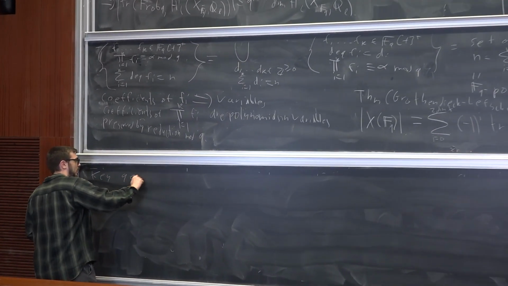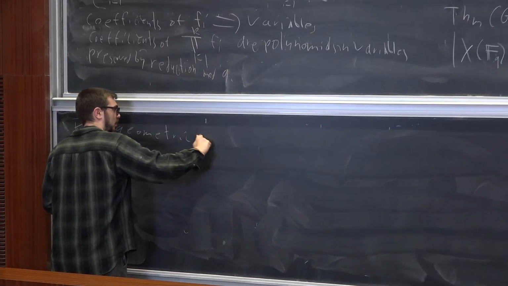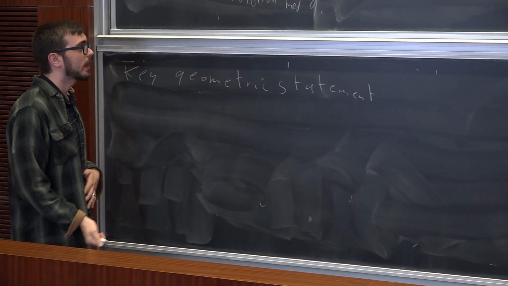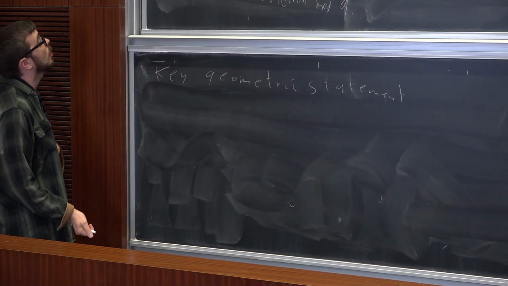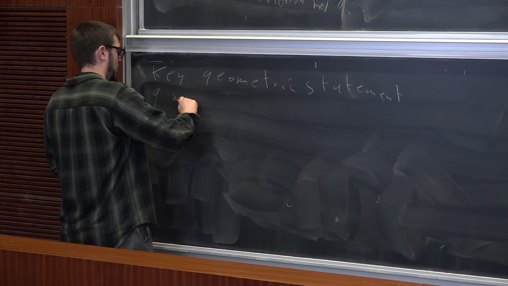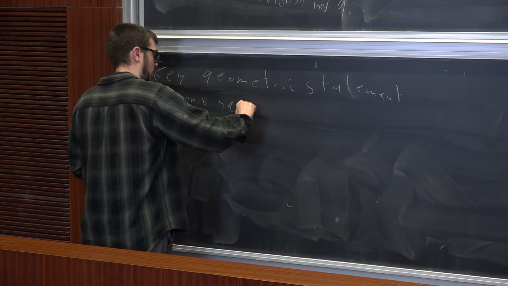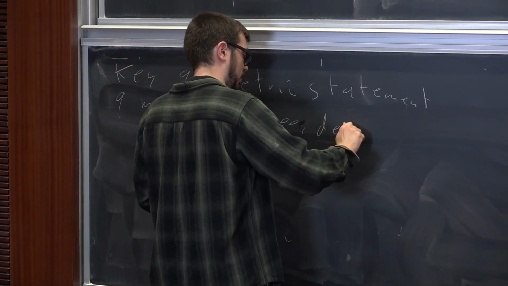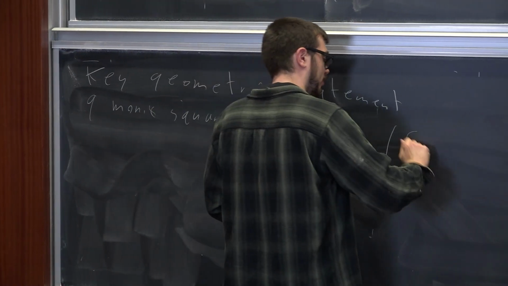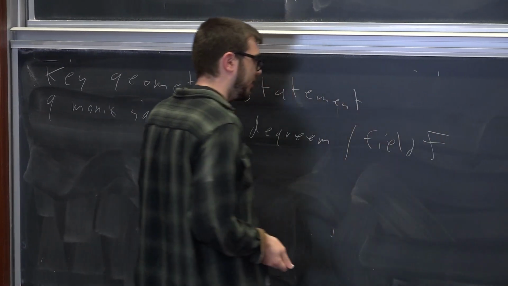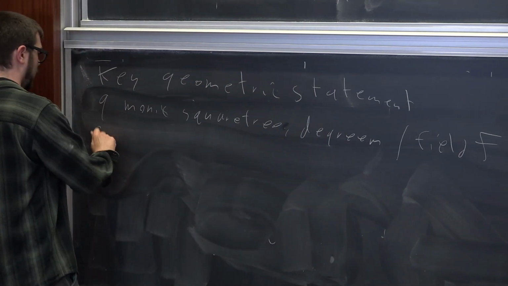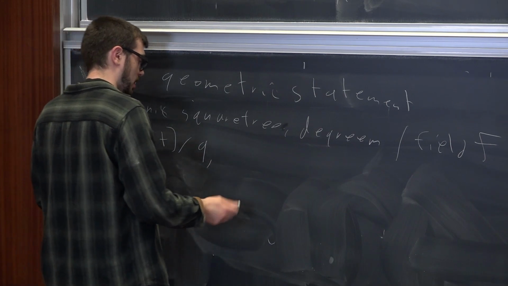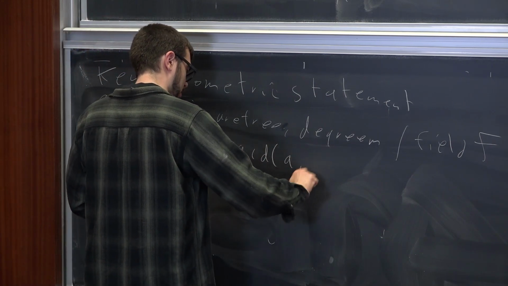So then what is the key geometric statement? The geometric statement makes sense over any field. So G monic squarefree of degree m over a field, let's call it F, and A in F[t] modulo G with no common factors with G.